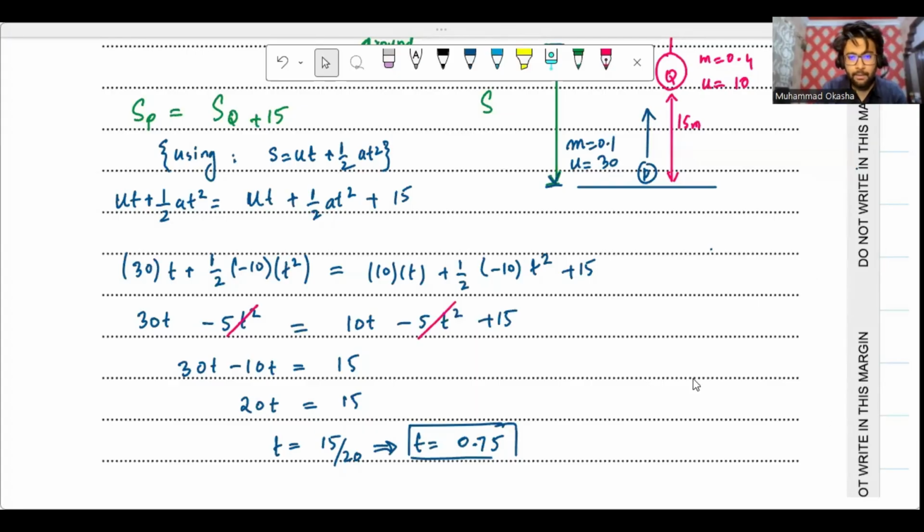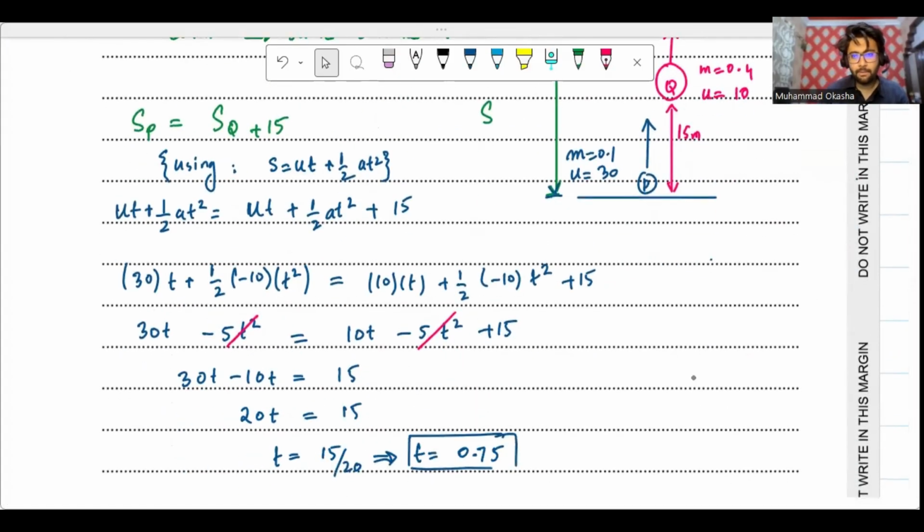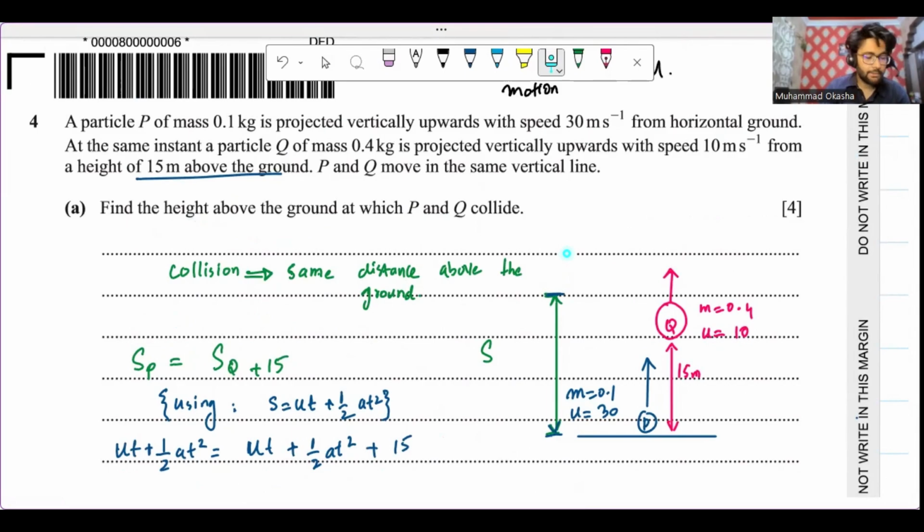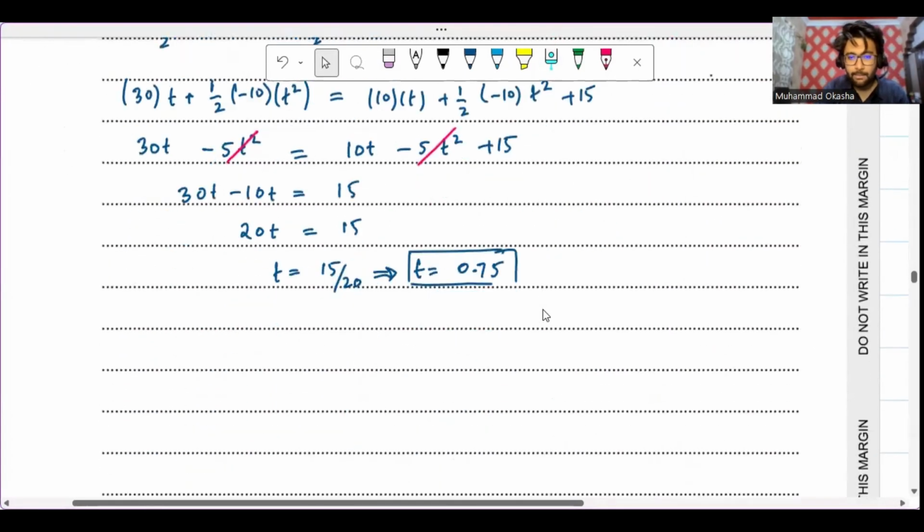Now, whenever you're done with one part of the question, it's totally okay to feel stuck and ask yourself, what's next? So when you're done with half the question, go back and read what you were actually trying to find. We were trying to find the height above the ground. We know the time at which they collide.